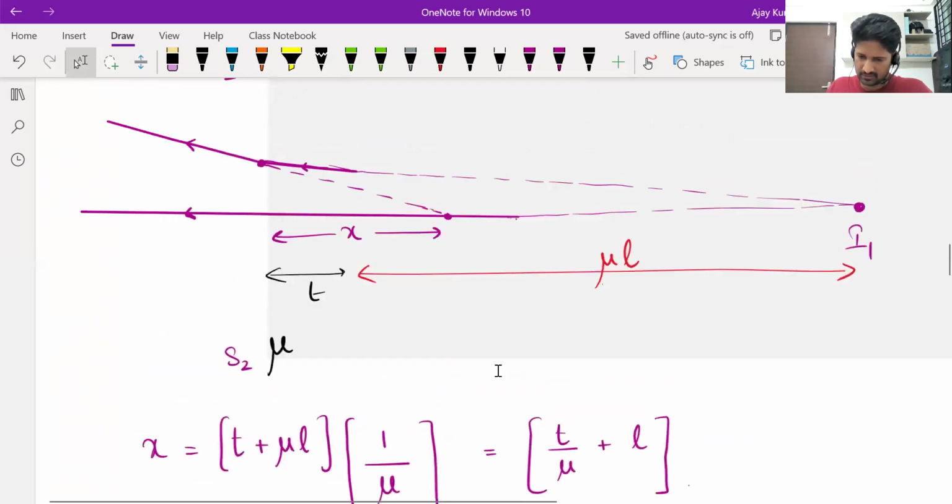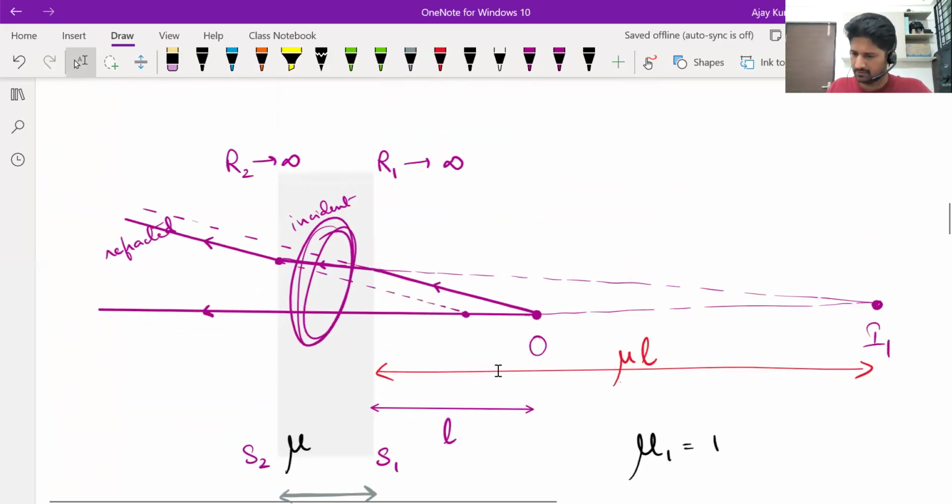Fine. Spherical surface refraction, sphere image you found, glass slab image you found.